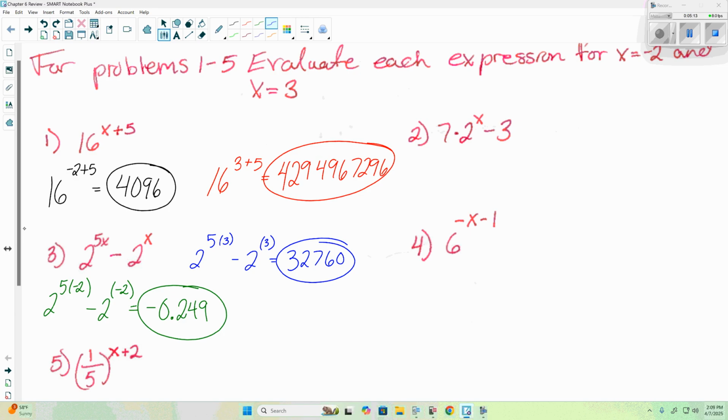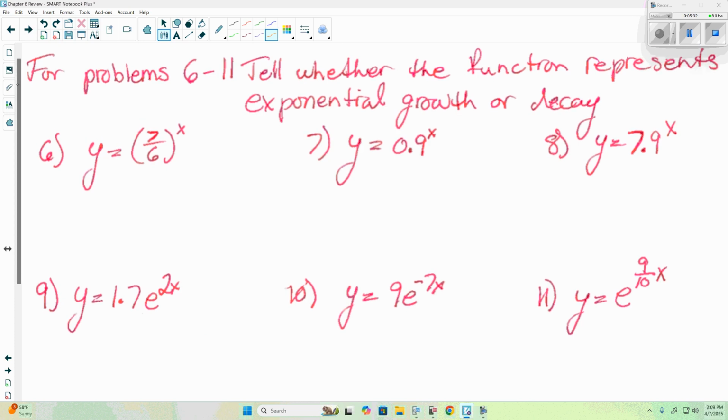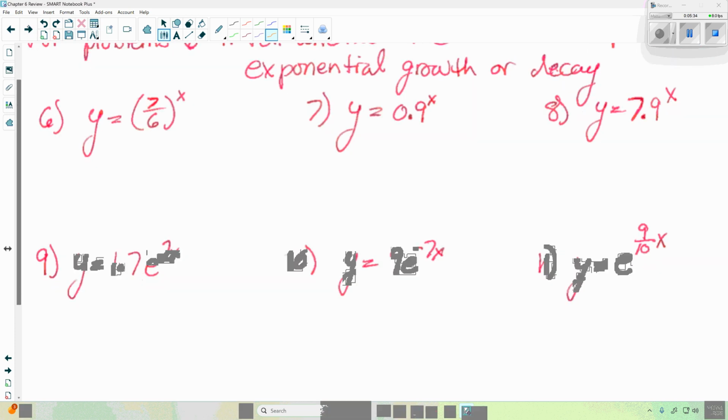Okay. I will tell you this here. There are 6 problems on the test that are 1 through 5. Evaluate these exponential expressions. 6 of them for part 1. 6 through 11, not going to be on the test.